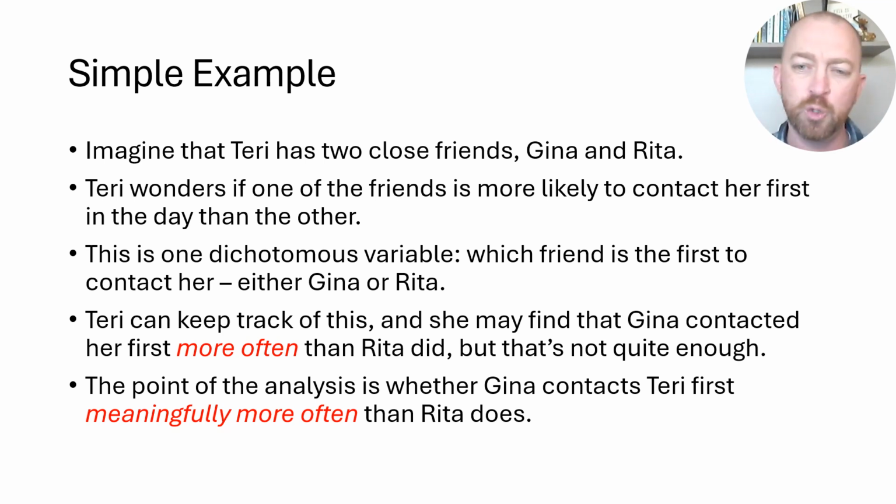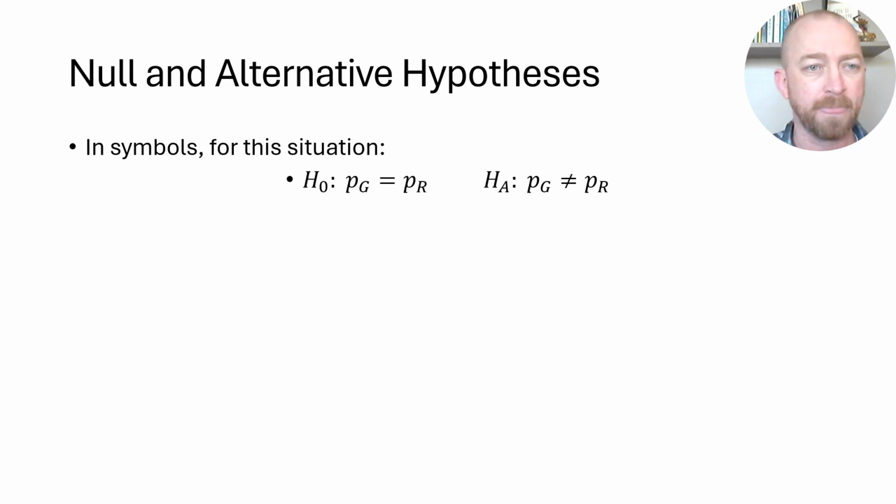Let's start off with our two possibilities for the outcome. So, of course, what I'm talking about here is our null and alternative hypotheses, okay? Our null hypothesis, in this case, has nothing to do with means. It has nothing to do with correlation. It has nothing to do with anything like that because we can't calculate means. So what we're looking at here is probabilities. In other words, these are my symbols here. So my null hypothesis suggests that the probability of Gina being the first to contact Terry is the same as the underlying probability of Rita being the first one to contact Terry.